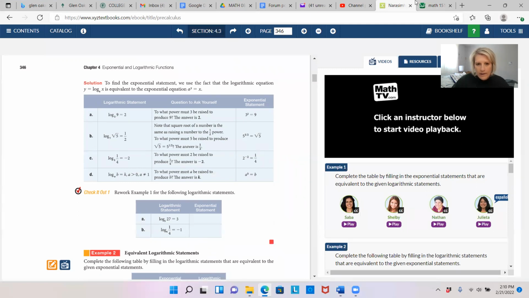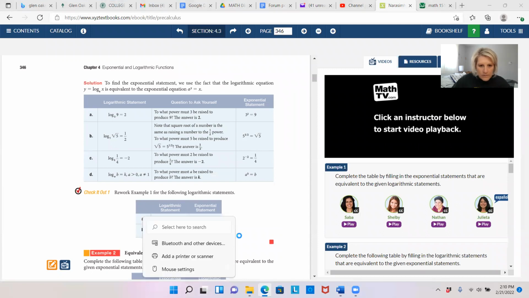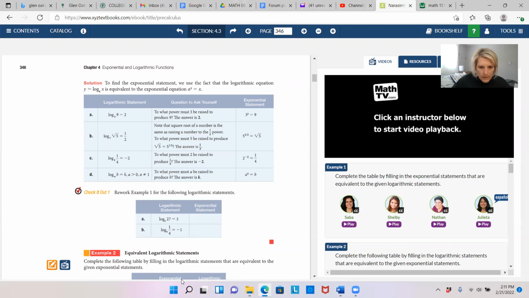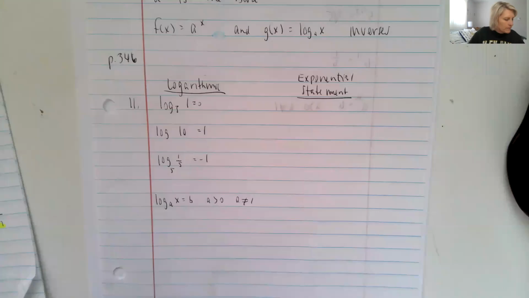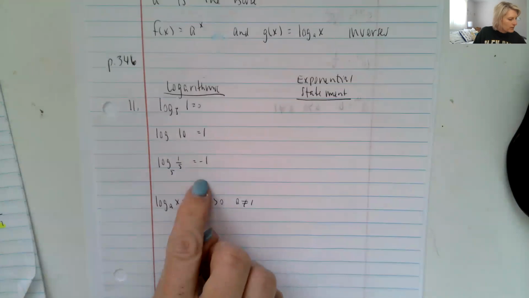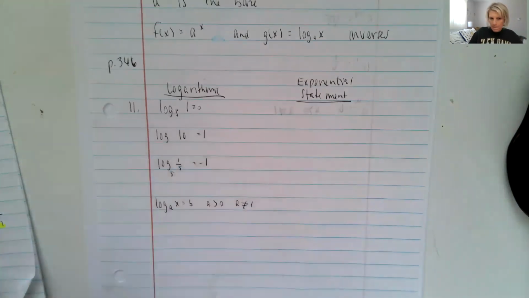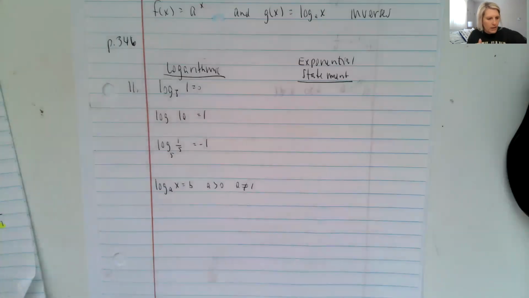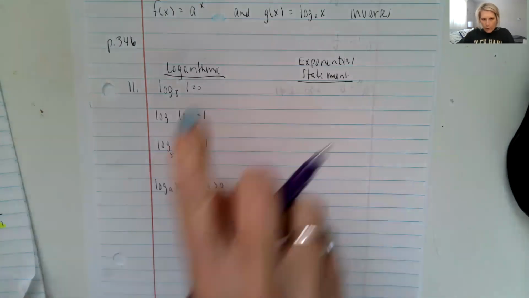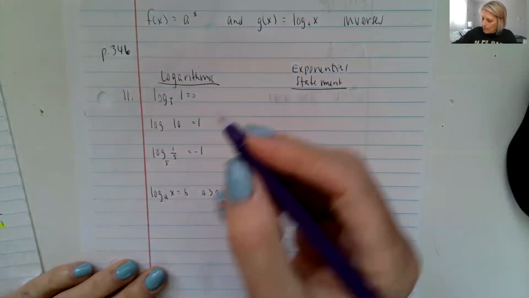So let's look at some in our book here. I'm going to go to my paper. Let me bring this up here. So I'd like us to look at number 11 on page 355. I made a little table for myself, just like they have in the book, so that you could see. So we're going to take the logarithmic form and write it in the exponential statement form.